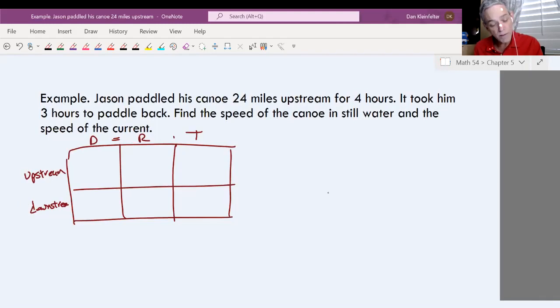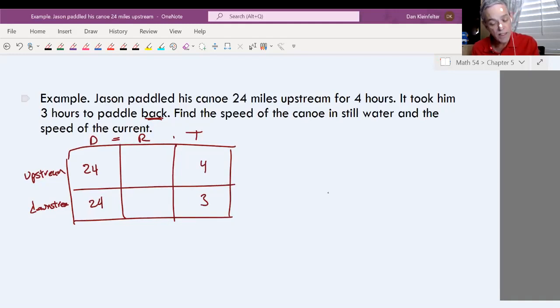24 miles upstream. So the distance we've got is 24, and we know it took 4 hours. He's paddling back, so they don't mention downstream here, but he goes upstream for 4 hours, and then when he paddles back, the implication there is that he's going downstream, and so the distance is the same, but it only took 3 hours. All right, so what is missing here is the rates.